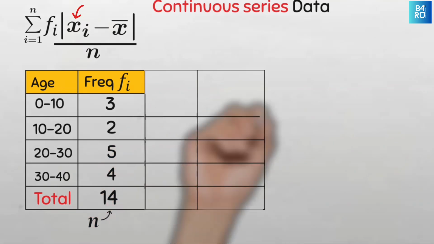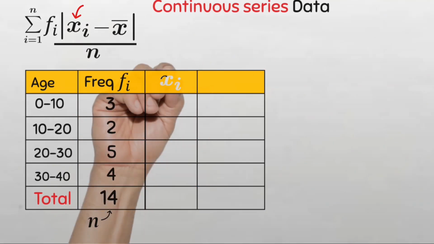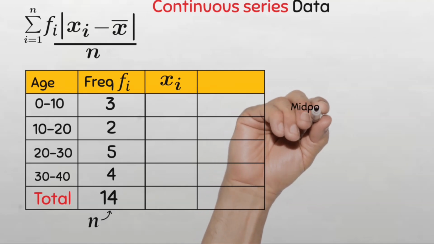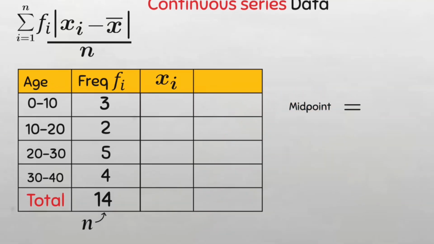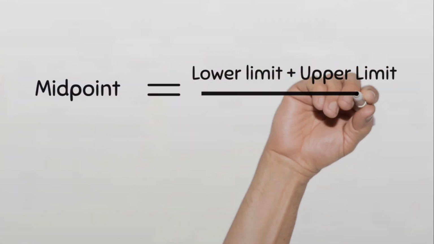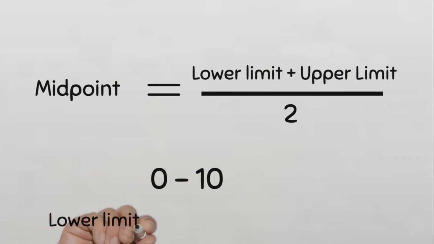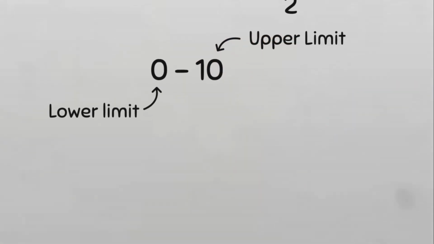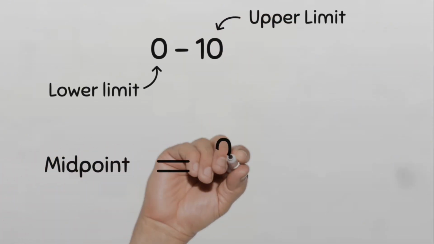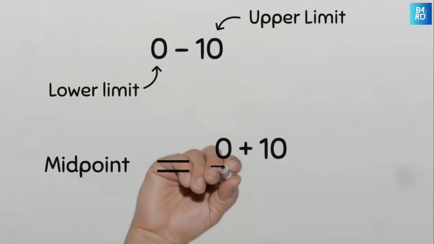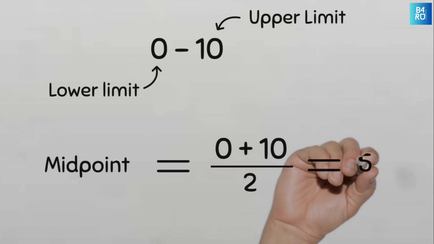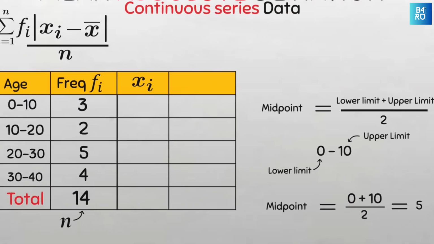So let's create a new column to enter x sub i for each class. To calculate the midpoint, we will add the lower limit plus the upper limit and then divide by 2. So for this first class of 0 to 10 months, our lower limit is 0 and our upper limit is 10. So for the midpoint of this class, we will add 0 plus 10 and then divide by 2, and that will give us 5. So our x sub i for the first class is 5.